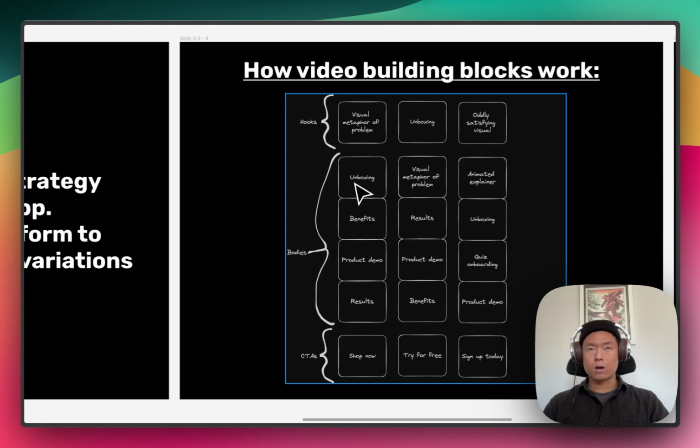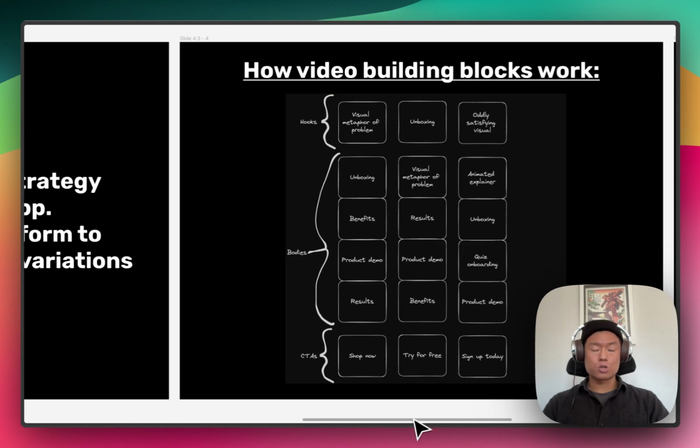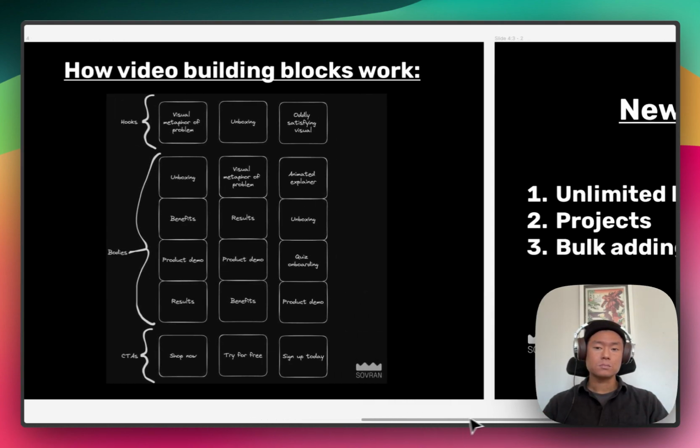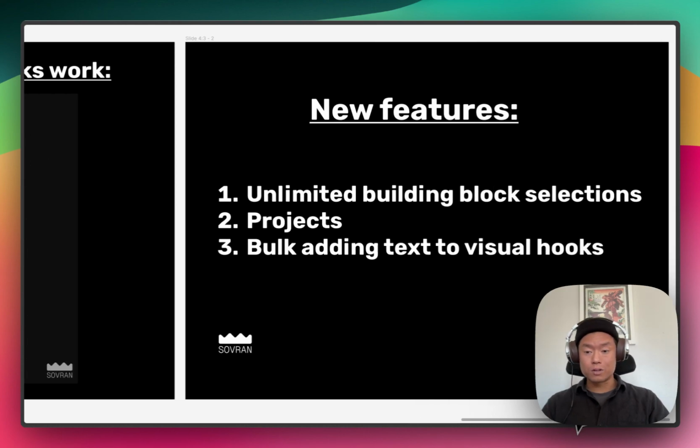Generally, you want to follow some sort of script framework, whether it's a problem agitate solution or unique mechanism or educational script, or even my favorite, listicle, 3 reasons why script. And generally, you want to end with a call to action like shop now, download now, try for free. So generally, these are how video ads are structured. And what Sovran does is it helps you mix and match all the different combinations of hooks, bodies, and call to actions. So what are the 3 new features?